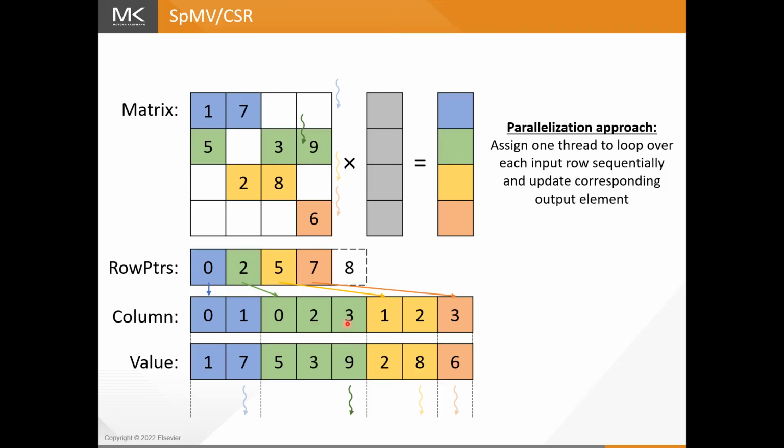Okay. What about accessibility? What does CSR make easy to access? What does it make difficult to access? Given the row, it's very easy to find the elements in that row. CSR makes that easy. Given a column, is it easy to find elements in a column? No. Given a specific non-zero value, is it easy to find the row and column of that non-zero?